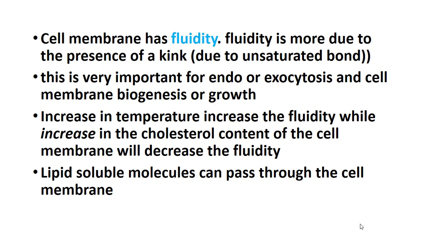Now, the cell membrane has fluidity. If you see, your cell membranes can move like a wave. It is not stagnant or stationary, it is always moving. It can move up and down, and here and there. So it has fluidity, and this fluidity is greater due to the presence of kinks, due to the unsaturated bond. This is very important for endocytosis, exocytosis and cell membrane biogenesis, or growth.